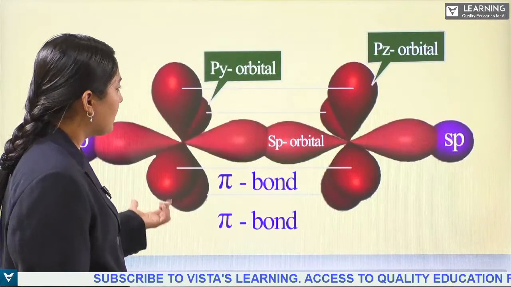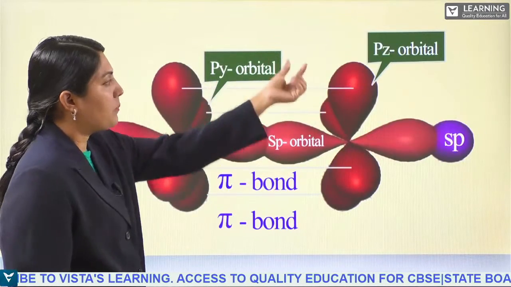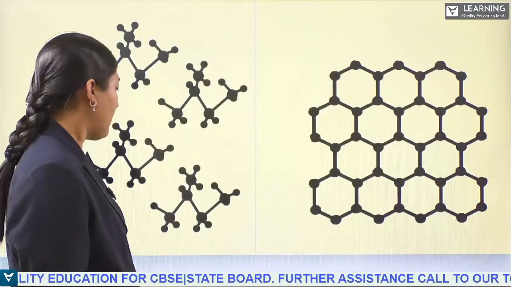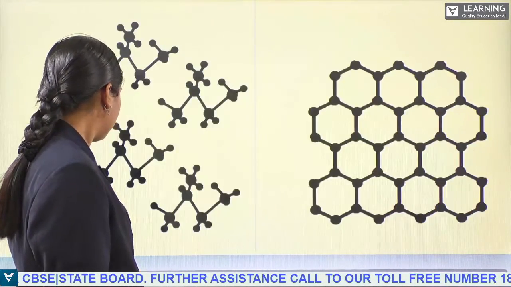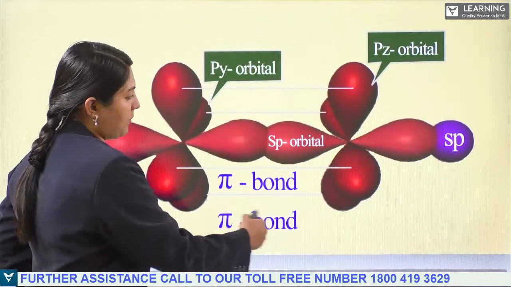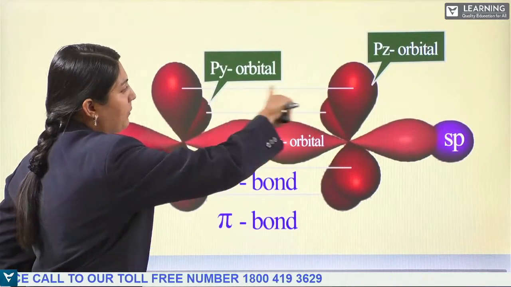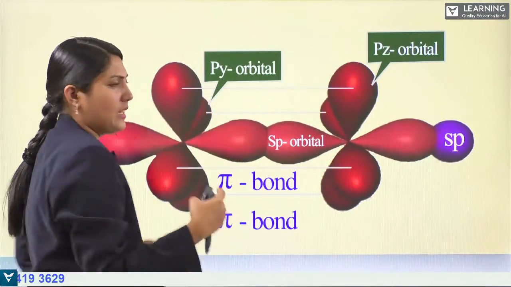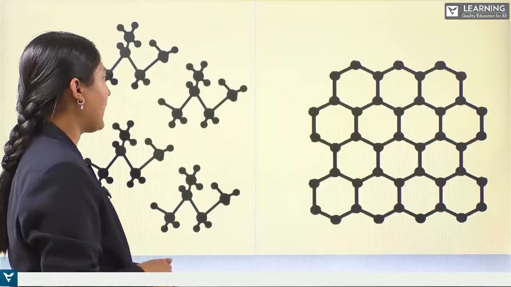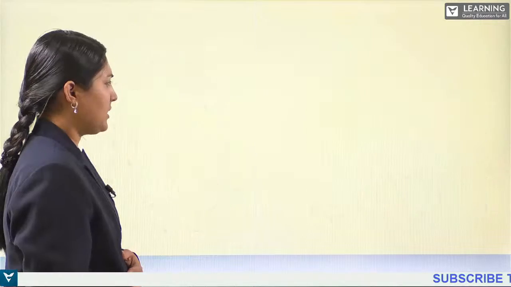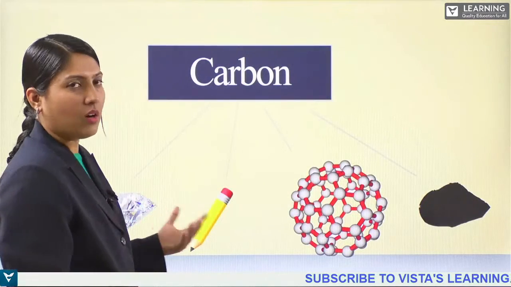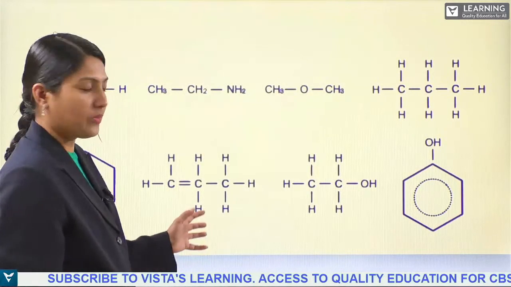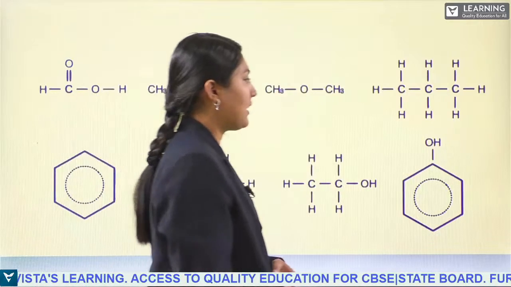You can see here how the px and pz orbitals of carbon can overlap and form the pi orbital. So they can form the pi bond. So these py and py, pz and pz combine laterally to form the pi bond. So this is the structure where carbon can bond with itself. Carbon has these allotropes, as we know: diamond, graphite and fullerenes are the examples.